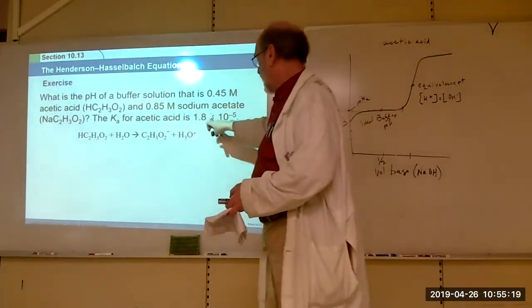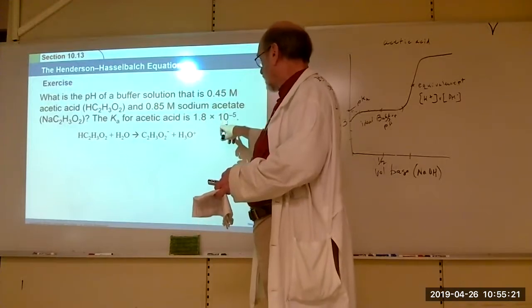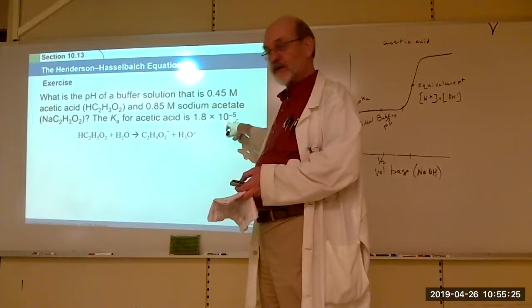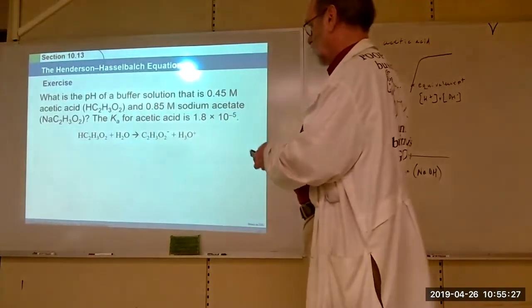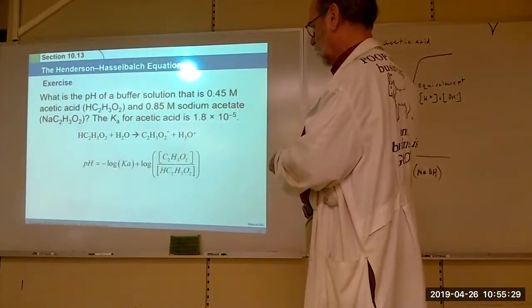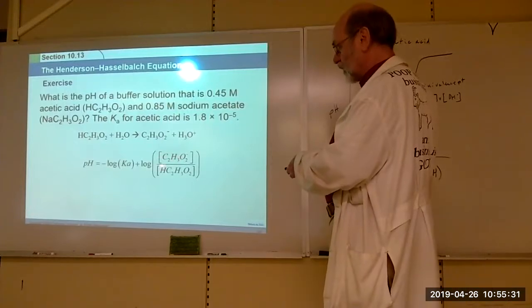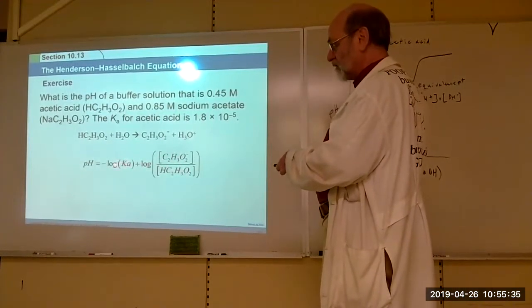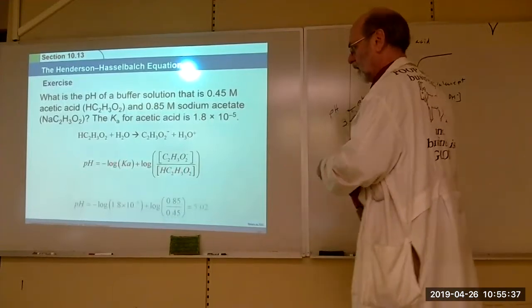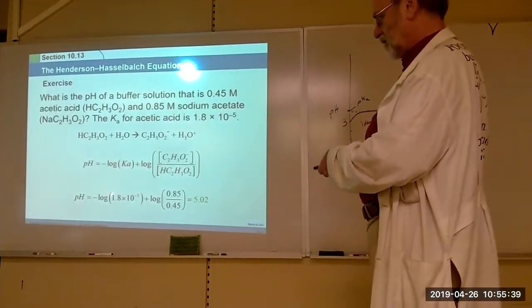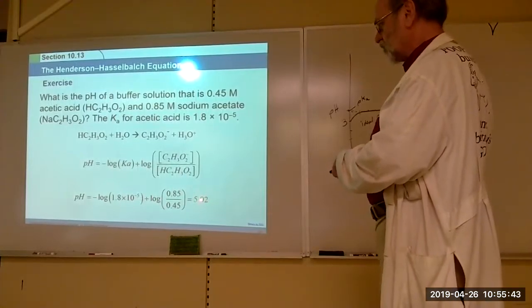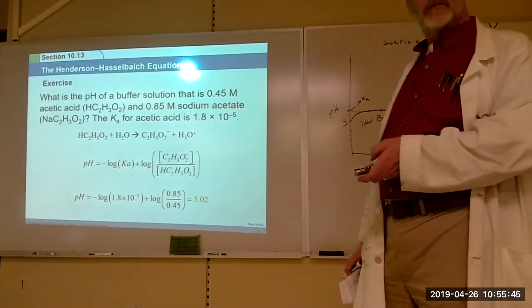And we know the Ka for acetic acid. You just need to convert that to pKa, the negative log of that value. So we know this concentration, we know that concentration, it's given to us. We know this value, we just need to convert it. So if we do that, the pH of that solution will be 5.02.